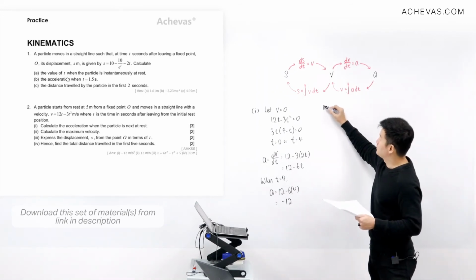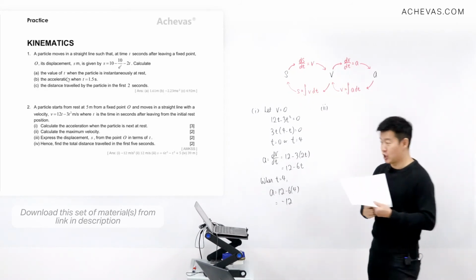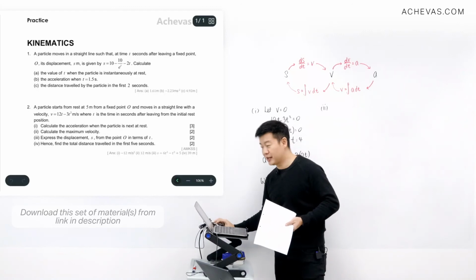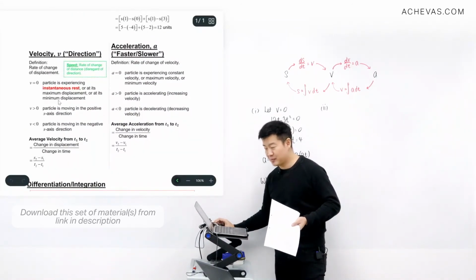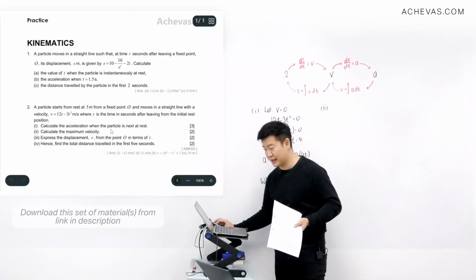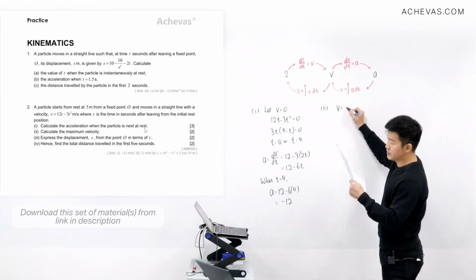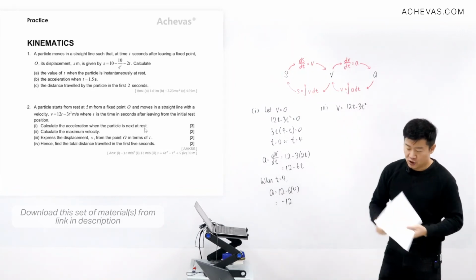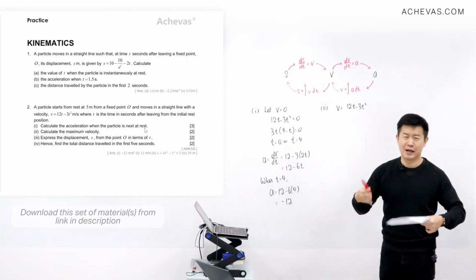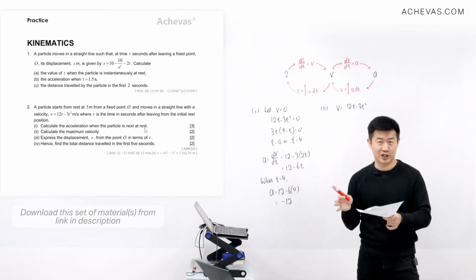Next, part 2. Part 2, we are trying to calculate the maximum velocity. This was the maximum minimum that I was trying to discuss with you just now, and we sort of skipped it. Maximum displacement, maximum velocity, minimum velocity. So we are seeing a question like this now. What is the maximum velocity? What was velocity? Velocity was given to us as 12t minus 3t squared. So maximum, minimum, do you find this familiar? Yes, right? We have learned this in differentiation.